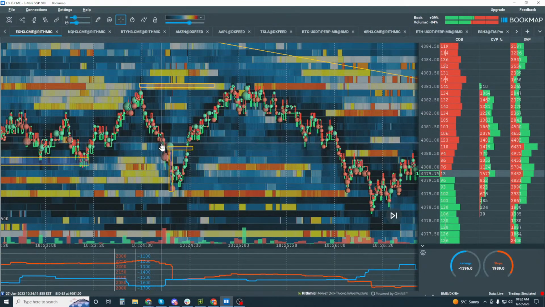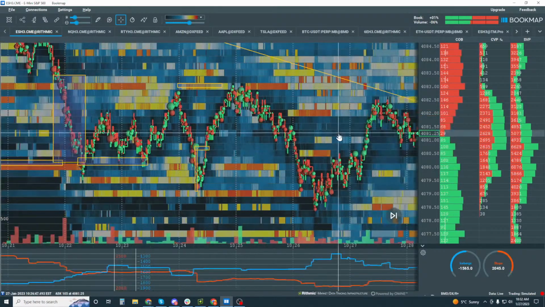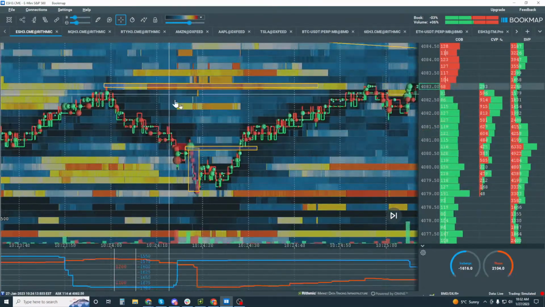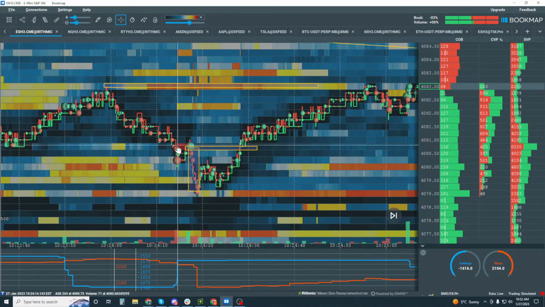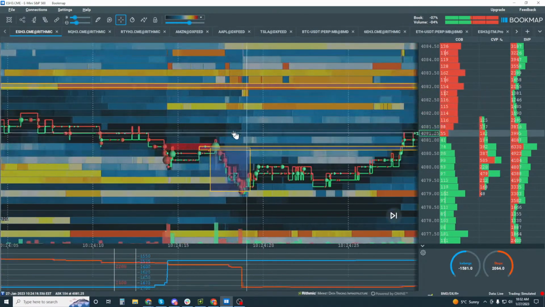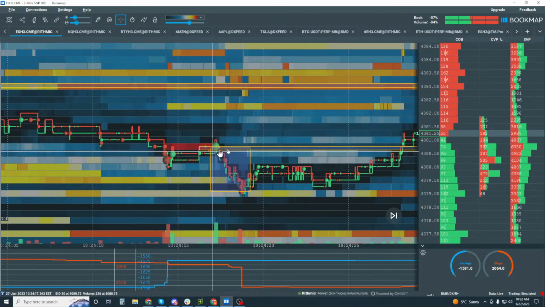So see how we can start to understand these areas in here, and really we're talking about microstructural areas in here, starting to understand the order flow, and we're understanding really the players in here, their activities.